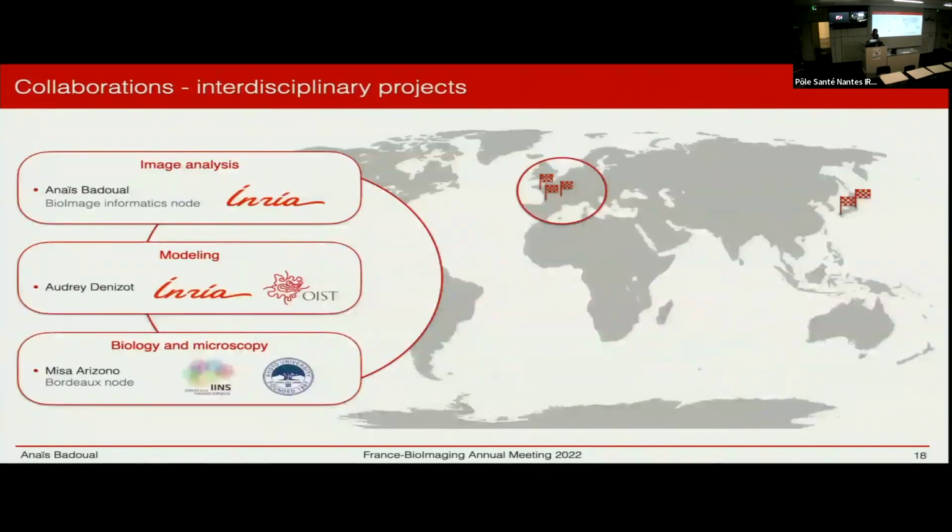To conclude, I just want to briefly mention that these two projects, the simulator and the analysis algorithm, are developed through an interdisciplinary collaboration between three fields: acquisition, modeling, and image analysis. For the acquisition, I work with Misa Arizono, who was at the beginning of the project in Bordeaux at the Interdisciplinary Institute of Neuroscience in the team of Valentin Nagel. And she's now in Japan at Kyoto University.